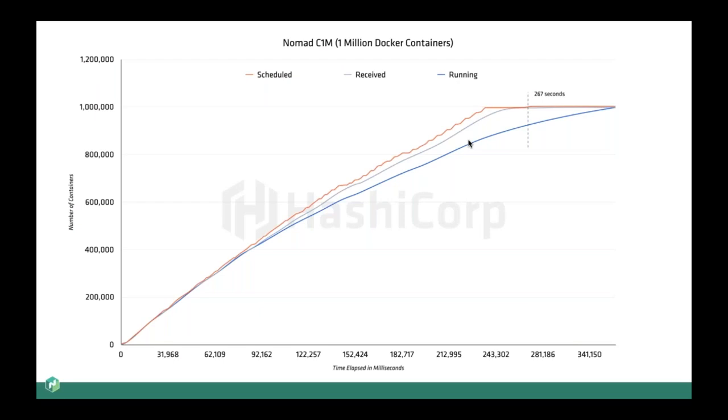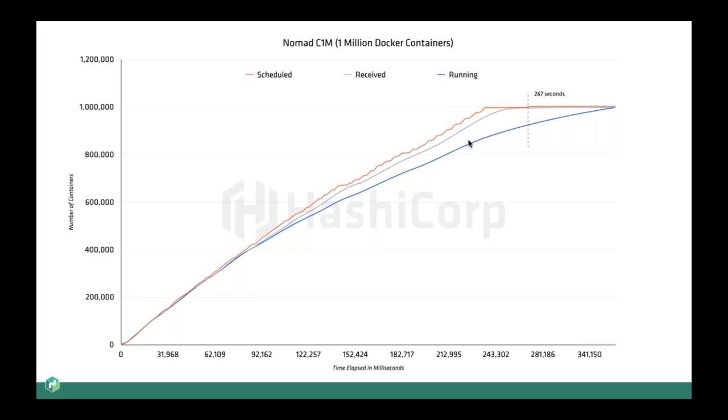And so what you see here is 3 different lines. The leftmost line is the scheduler actually deciding where to place the job. The next line, the gray line, is Nomad notifying the client that, hey, you should be running this container. And the third line is the client acknowledging that the container is now started and running. And so what we see is that Nomad actually finishes the scheduling of all 1 million in under 5 minutes. And then shortly after that, in under 6 minutes, all 1 million containers are actually running. If you look very, very carefully, you can see that the orange line goes slightly above 1 million. So we actually schedule a little more than 1 million containers.